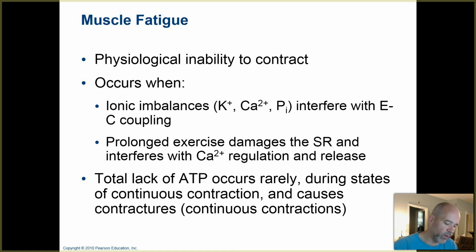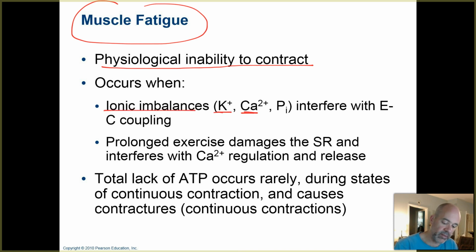All right, muscle fatigue. What happens when your muscles get tired and you can no longer use them? They lose the ability to contract. And how does this occur? Eventually you wind up with imbalances of potassium, calcium ions, inorganic phosphate, and if you don't have those ions around at their proper levels, that's going to interfere with your EC coupling, excitation contraction coupling. Interestingly too, long periods of exercise actually damage the SR in your muscles, and so that causes problems with calcium regulation and release.